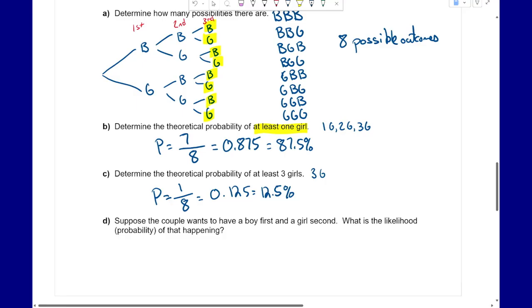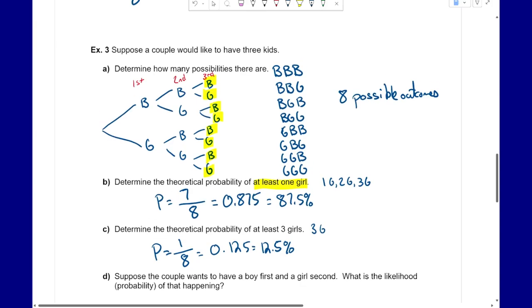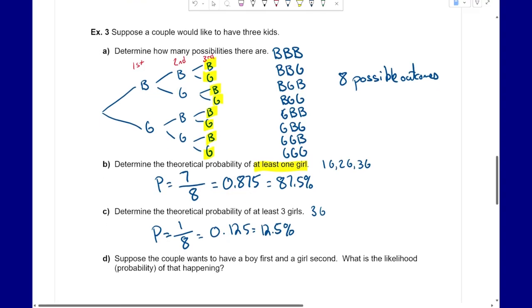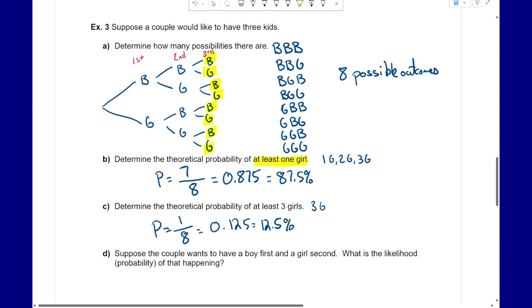D is saying, suppose the couple wants to have a boy first and then a girl second. What is the probability or the likelihood of that happening? So if I go back and look at my scenarios, the probability of a boy first and a girl second. It has to be boy, then girl, and it doesn't matter what the third one is. It doesn't say, so we can assume that either option is fine.